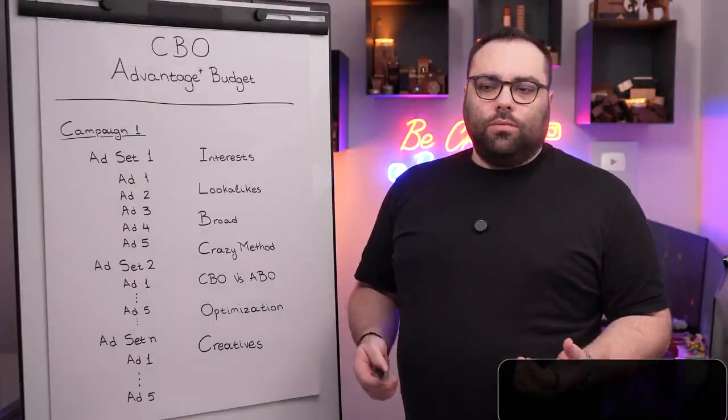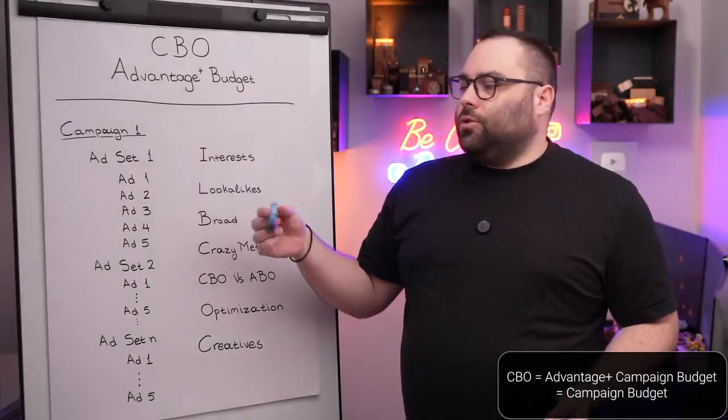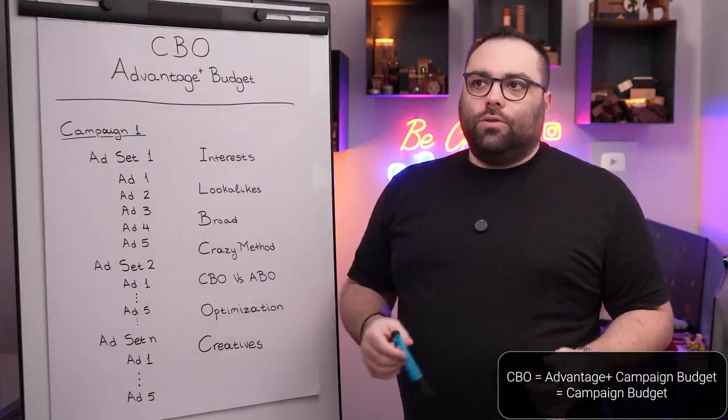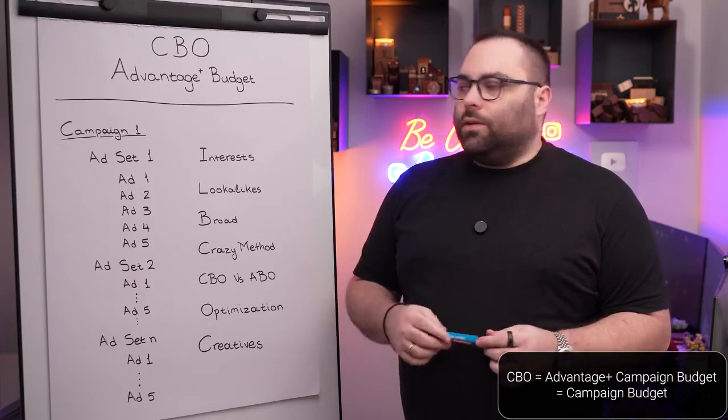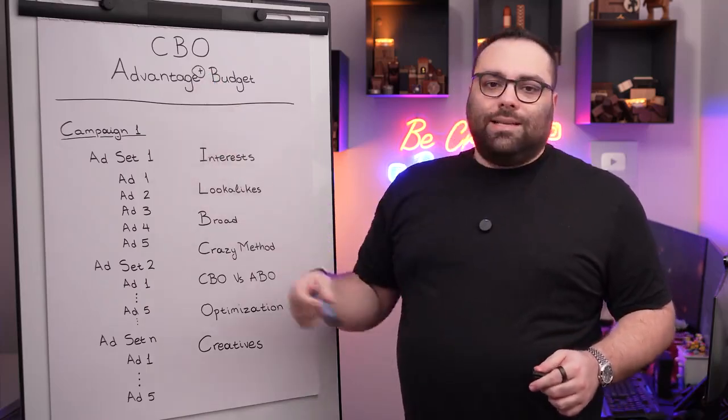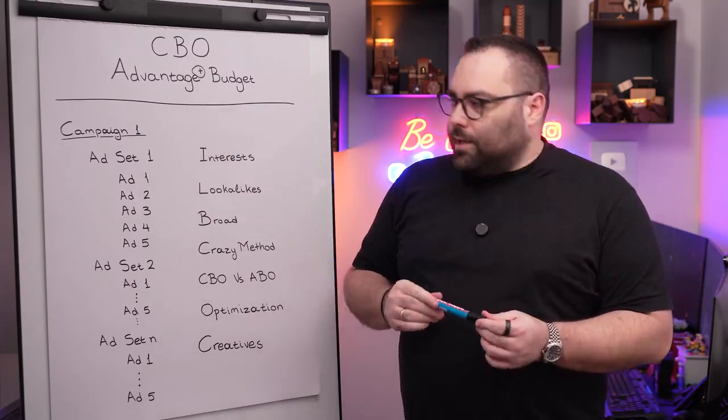So CBO, campaign budget optimization, as we used to call it, or Advantage Plus budget, because nowadays everything is being called Advantage Plus. When they are calling something Advantage Plus, it means that it has the help of AI. Basically, this is the new concept.